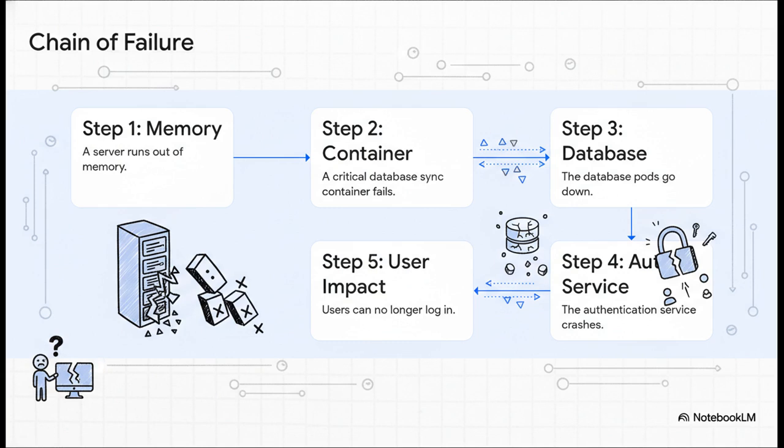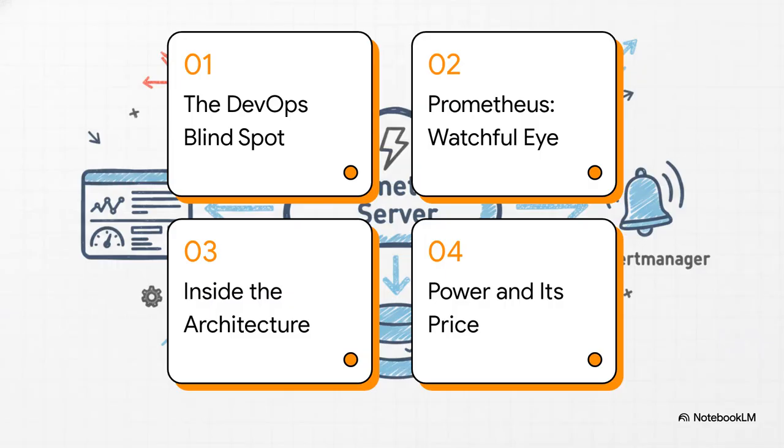Maybe a server ran out of memory, which then killed a critical container, which then took the database offline, which then crashed the authentication service. Trying to trace that whole mess back by hand, it's a total nightmare. So how do we get ahead of this chaos? Well, that's what we're going to break down.